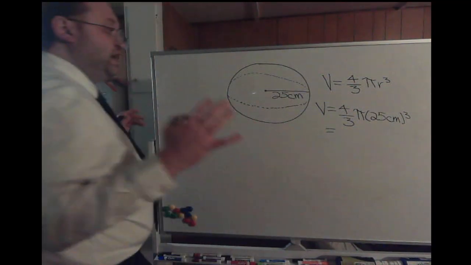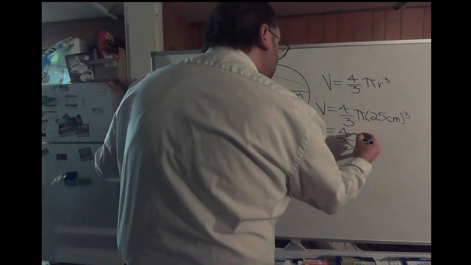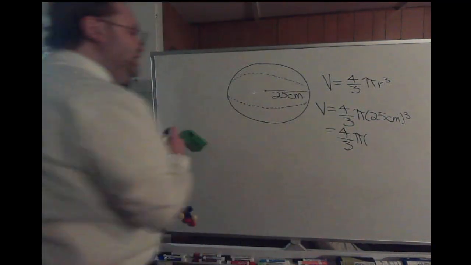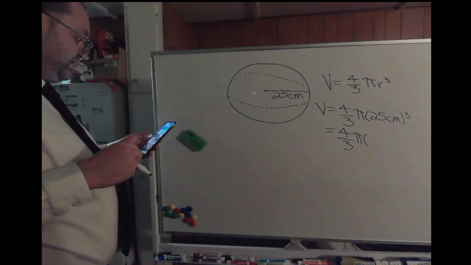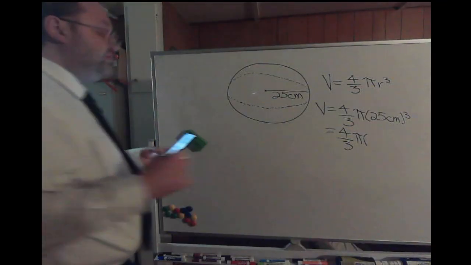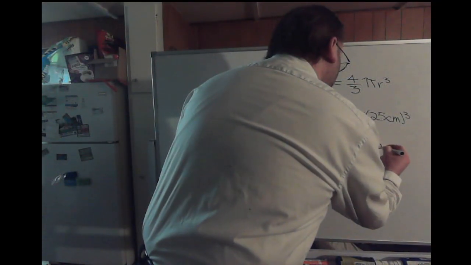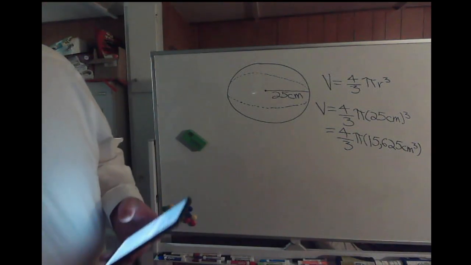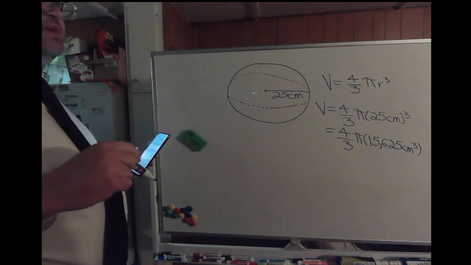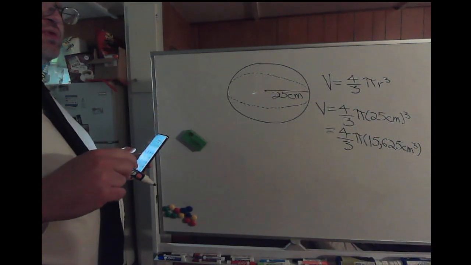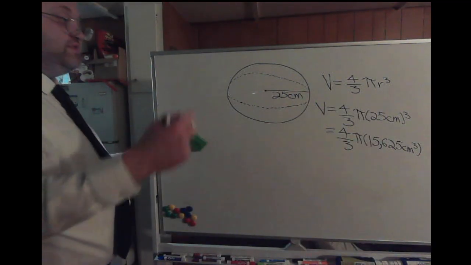Well, of course, again, order of operations dictates we do the exponent first. So we'll have 4/3 times pi. I believe 25 cubed is 15,625. Let me just double check that. 25 to the third. Yep, 15,625 cubic centimeters. Make sure everyone can see that. Yep, okay. So when we raised 25 centimeters to the third power, we got 15,625 cubic centimeters. Now we just have a simple multiplication problem.